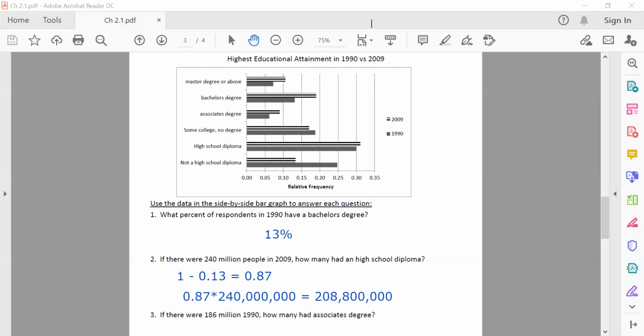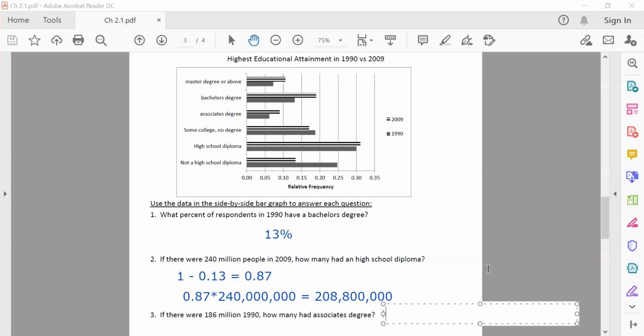Let's look at the last one. And I'll use a different color. How about red? If there were 186 million people in 1990, how many had an associate's degree? So now let's just focus in on the associate's degree category only. We won't try to say that bachelor's or master's degrees automatically have an associate's because that's not always true. So we'll go look at the associate's degree, and we look at the gray bar now because we're looking at 1990. We come down here, and you could call that 0.06 or 0.07. It seems like it could be in either camp.